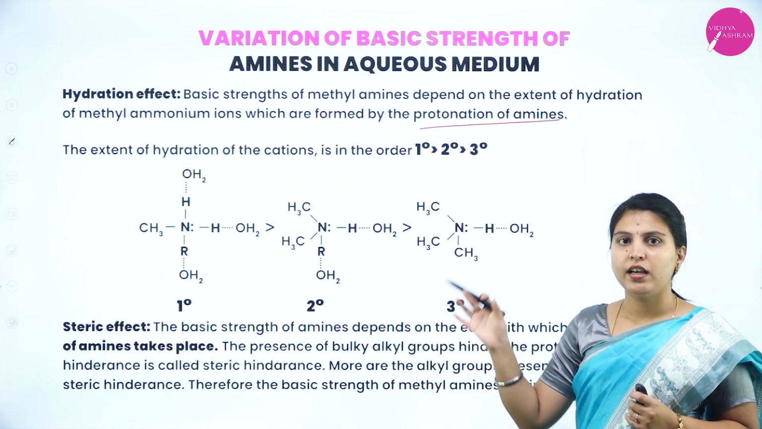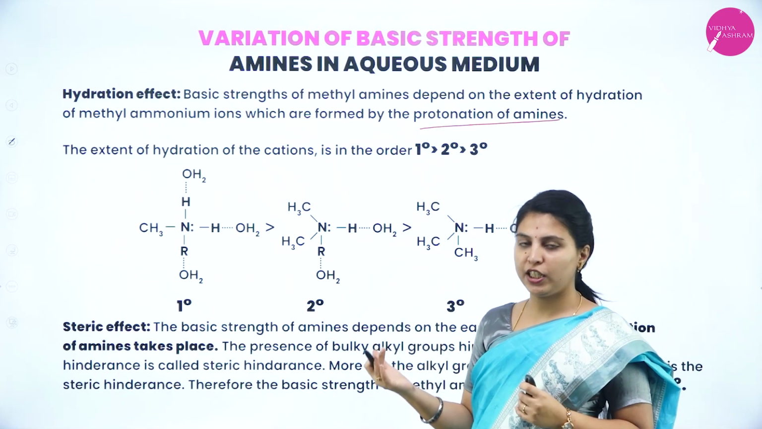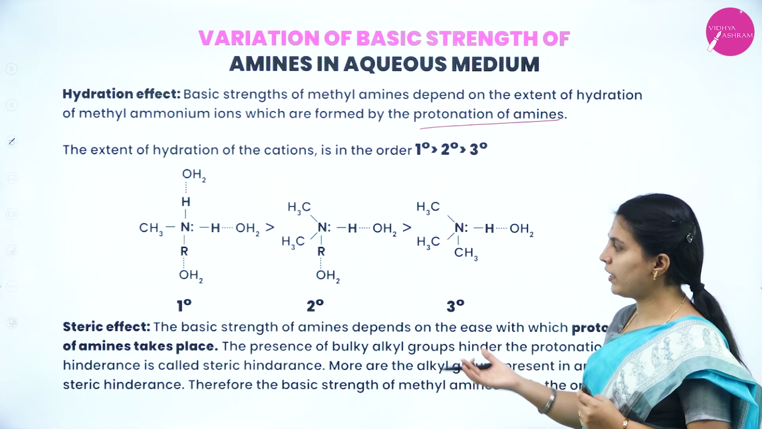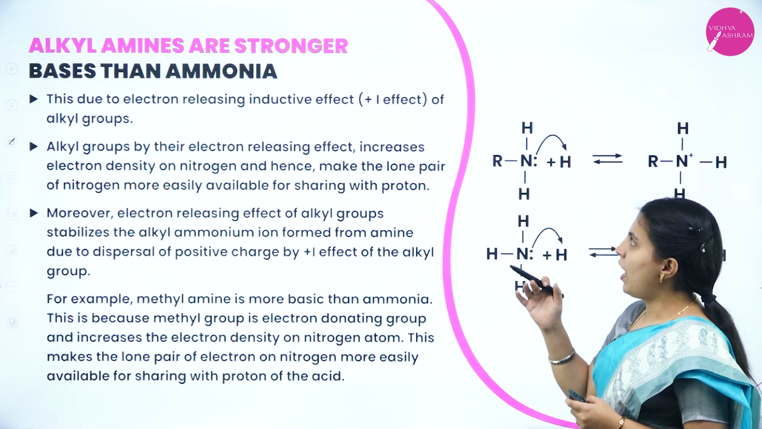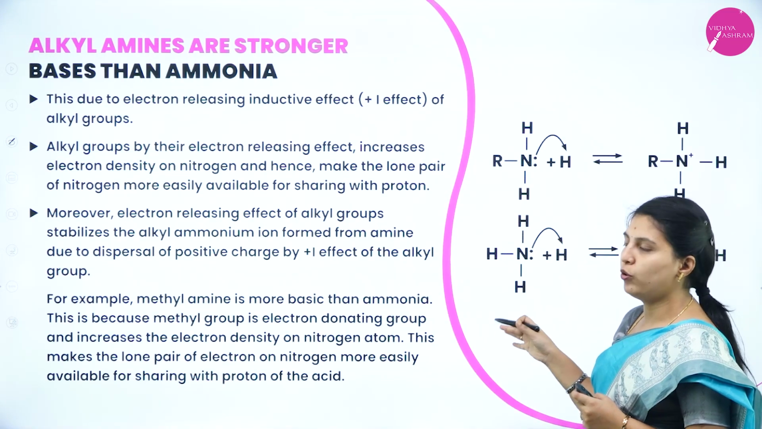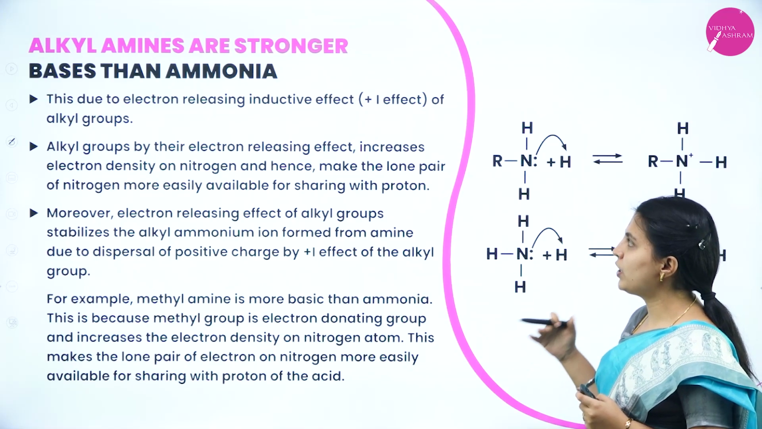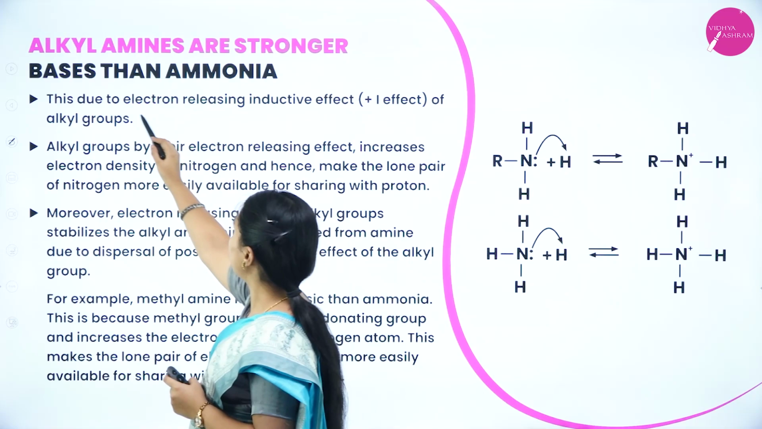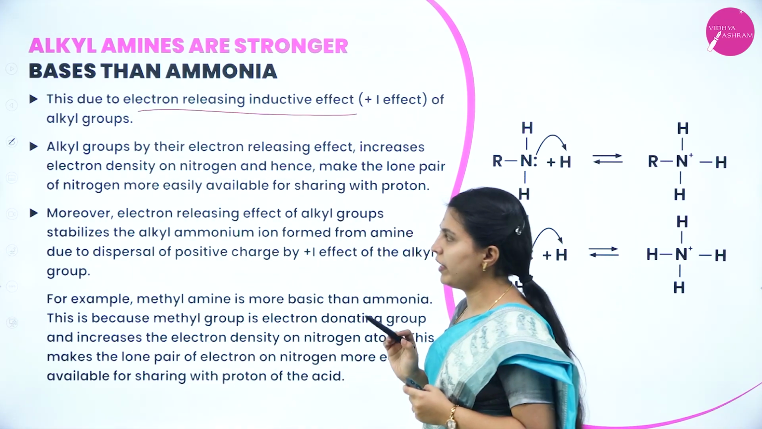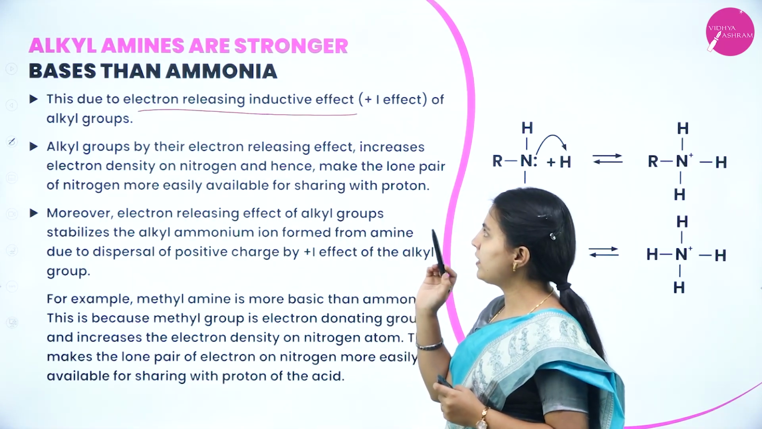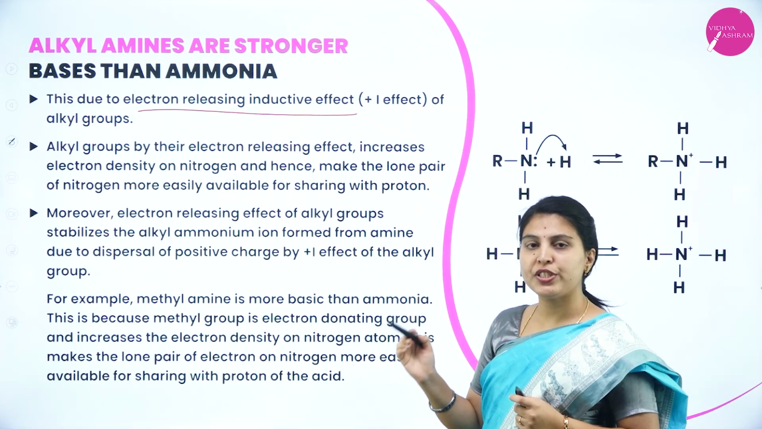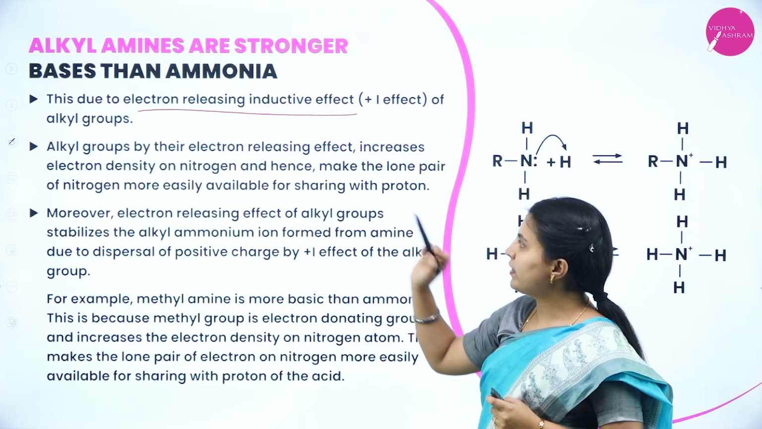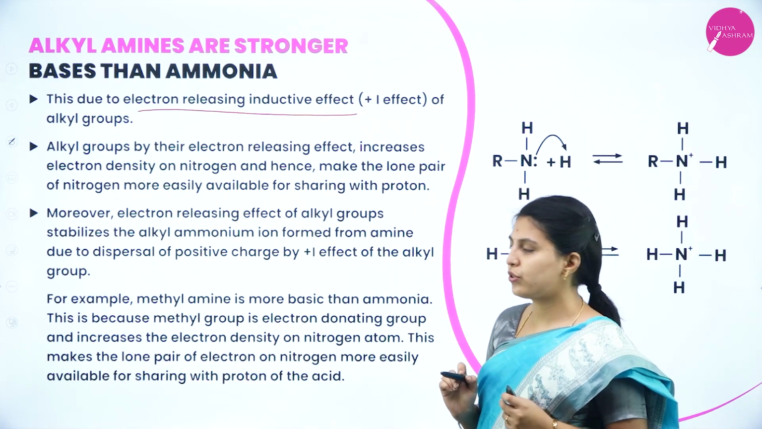In the primary amine, there aren't that many bulky groups, so it has more basic strength with respect to steric effect. Alkyl amines are stronger bases than ammonia. How alkyl amines are stronger bases than ammonia, we'll see. This is due to the electron releasing inductive effect of alkyl groups. We have seen what the electron releasing inductive effect is, which can donate electrons easily, and it is present in alkyl groups, that's why it is strong.